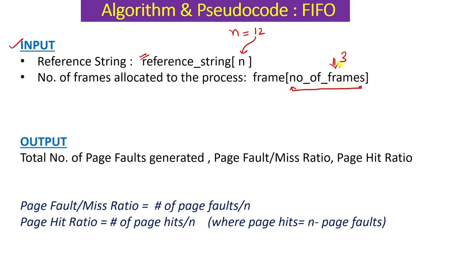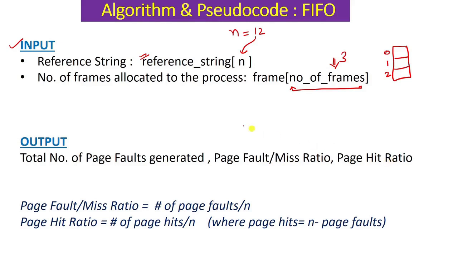So let's say I entered 3. To accommodate the different pages in those 3 frames, I will create an array of size 3, and the name of the array is frame. So this will be frame 0, frame 1 and frame 2. This is the array to store the different pages at various points of time. And the output will be the total number of page faults, page fault or miss ratio, and page hit ratio.